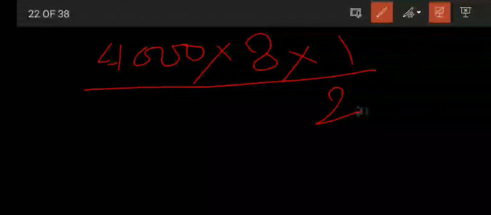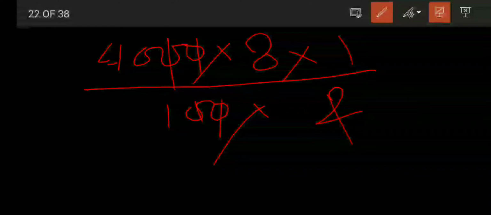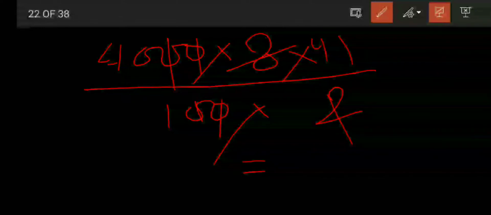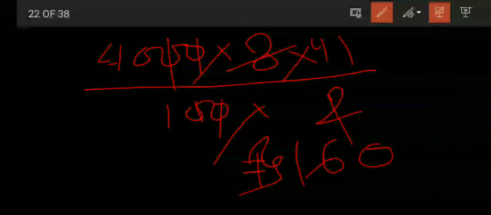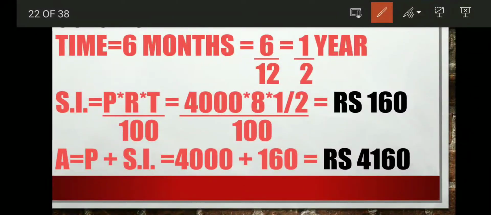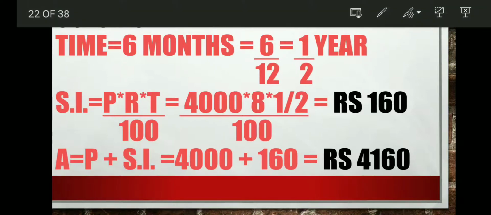So, we'll write like this only. And we know this is into 100. So, this is PRT divided by 100. So, the zeros got cancelled. 2 4s are 8. So, 40 into 4, that comes to be rupees 160. So, this is simple interest. Now, we have to calculate the amount also. Amount means principal plus simple interest. So, that comes to 4,000 plus 160, 4,160.